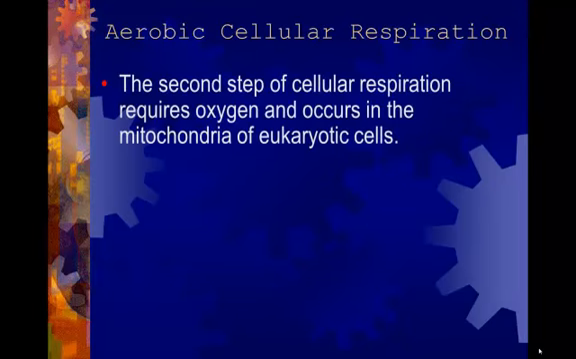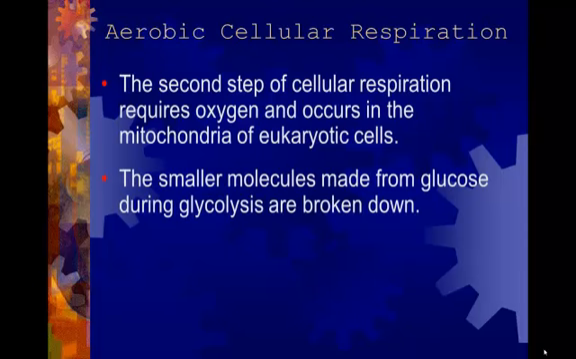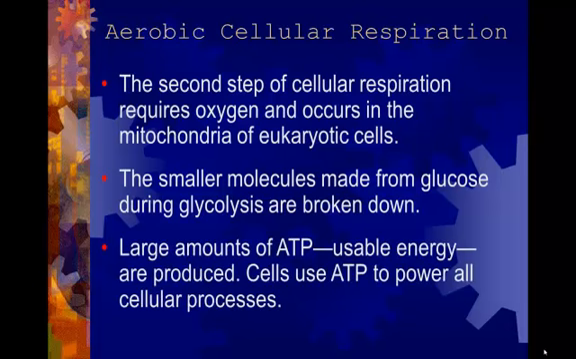The second step of cellular respiration does require oxygen and occurs in the mitochondrion of eukaryotic cells. The smaller molecules made from glucose during glycolysis are broken down, and large amounts of ATP are made. Usually they say that when you break down one glucose molecule through aerobic cellular respiration, you get anywhere between 36 and 38 ATP molecules from it. And cells use that ATP to power all of the cellular processes.